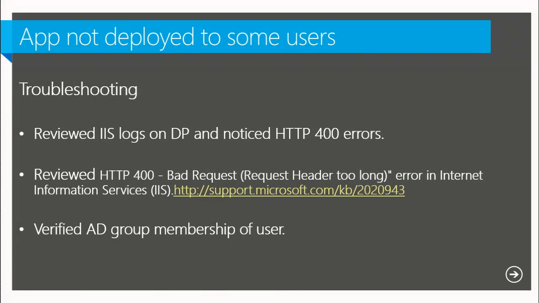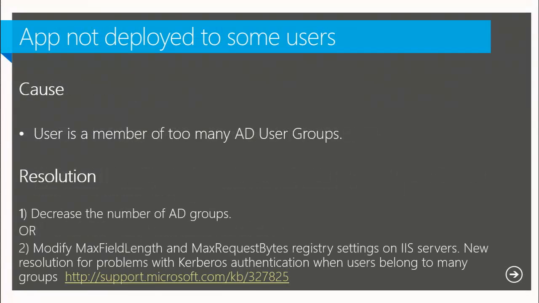And I reviewed the DP IIS logs and noticed those 400 error messages. IIS logs are your friend. I know we don't like looking in those logs sometimes, but they're your friend. And I saw a bad request header error message and did some research on that. It was pointing to the AD group membership. And so the issue was that the user was in too many groups.